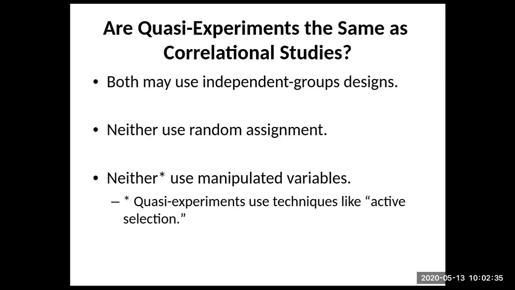Neither correlations or quasi-experiments use random assignment because you can't use random assignment in a quasi-experimental design. And neither use manipulated variables, right? So remember that in a correlation, we have two measured variables. Quasi-experiments may use techniques like what we call active selection. I'm not going to go over that here. You can read about that in the chapter if you want to. So are quasi-experiments just correlational studies? I really, really hope that you know the answer is no to this. We still have internal validity threats. Correlations, right? Correlation does not imply causation.